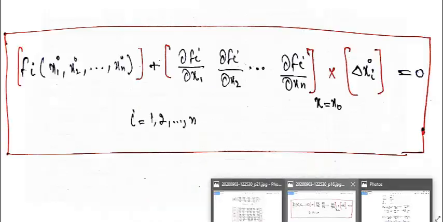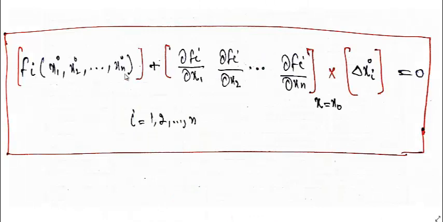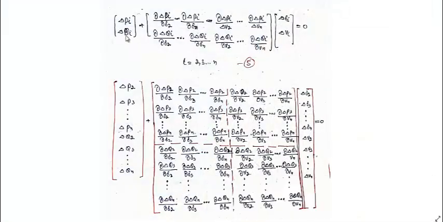So this is actually the expansion of this equation. Here we have the function calculated at the initial values, then the derivative of the function with respect to all the variables, and then the corrections of the variables multiplied, equal to 0. The same thing is done over here. This is the function at the initial value. This is the derivative of the function with respect to all variables. The first function is delta Pi, the second function is delta Qi, and then the corrections in the variables are to be multiplied over here.